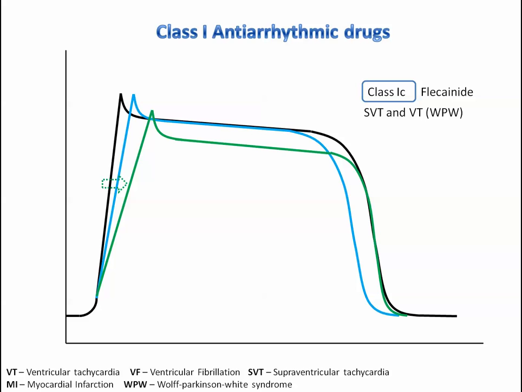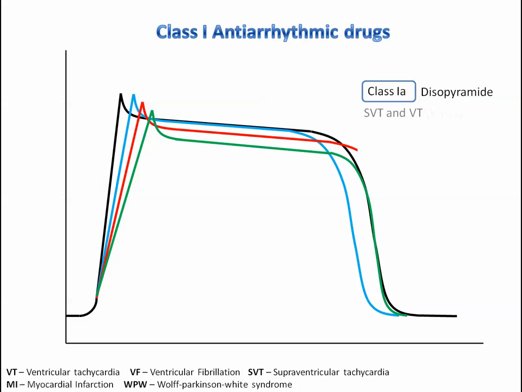An example of a drug in this class is flecainide, which is usually used for the treatment of supraventricular tachycardias and ventricular tachycardias, and may also be used for treatment of the Wolff-Parkinson-White syndrome. This is a re-entrant anomaly that can occur in the heart and will be discussed a bit more later on, again in the class 3 drugs video.